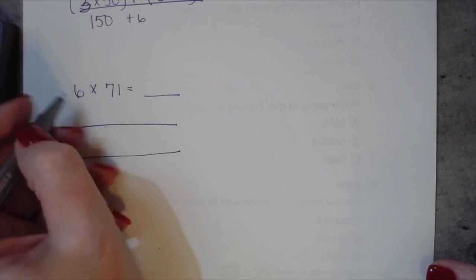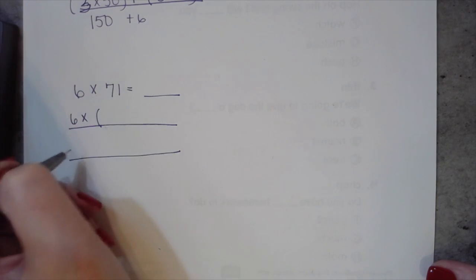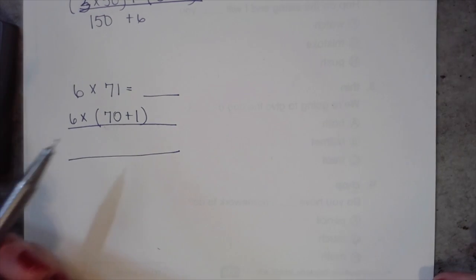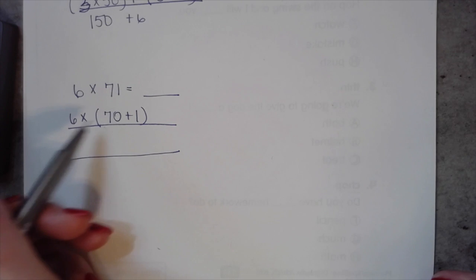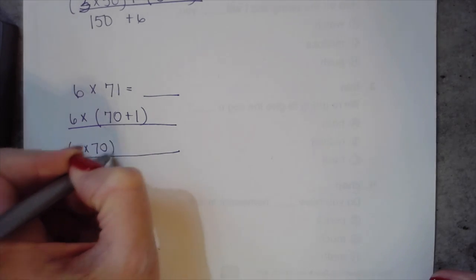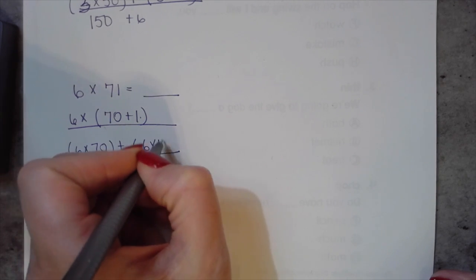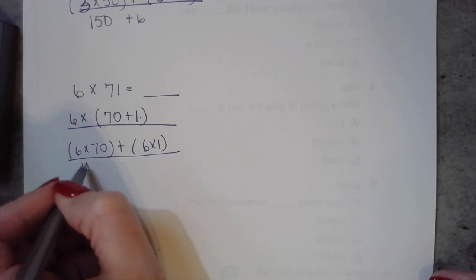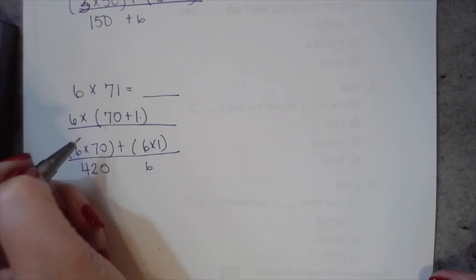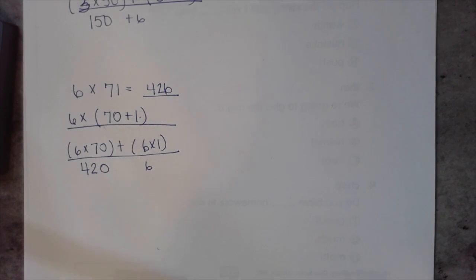Again, we're going to take our small number and we're going to break 71 down into its expanded form and put 70 plus 1. Now we're going to build our two smaller equations. The first one's going to be 6 times 70 plus 6 times 1. Okay, so 6 times 70 is 420, and 6 times 1 is 6, so my product is 426. Let's try some more.